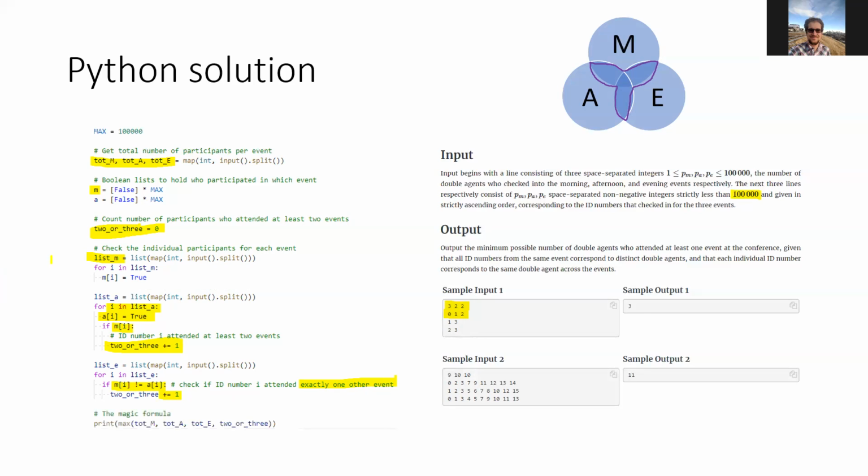And then finally, this is the magic formula that I was discussing in the previous slide, which is just we're going to print the maximum between the morning, afternoon, evening groups, or this 2 or 3, this overlap group. And it turns out the maximum out of these 4 will give you the minimum number of distinct double agents who attended the conference. So that's the end of my presentation.